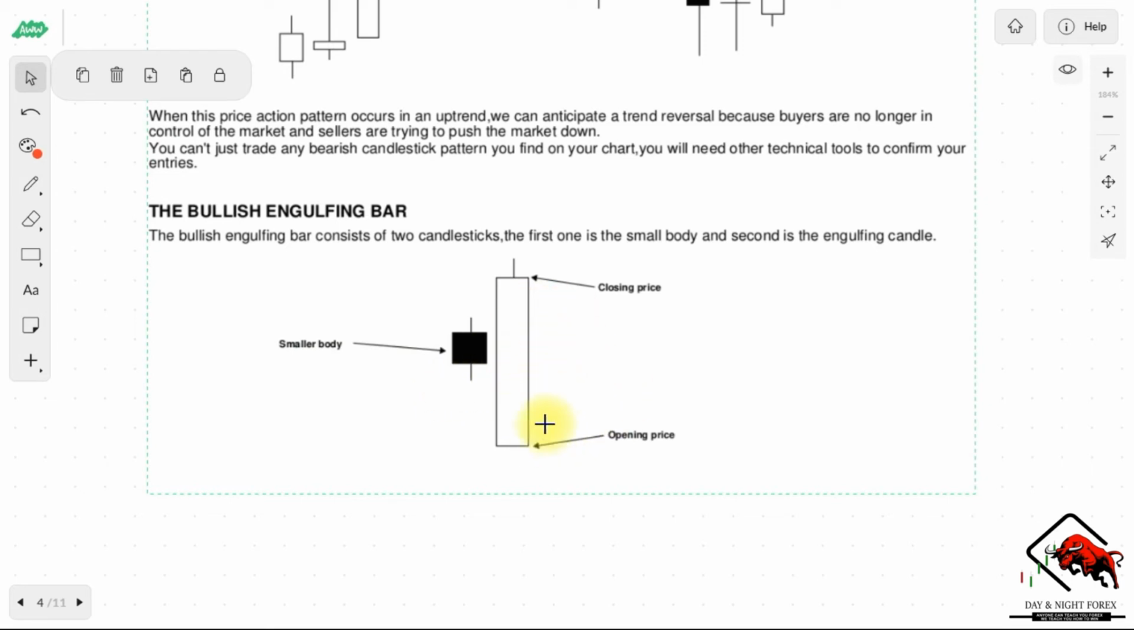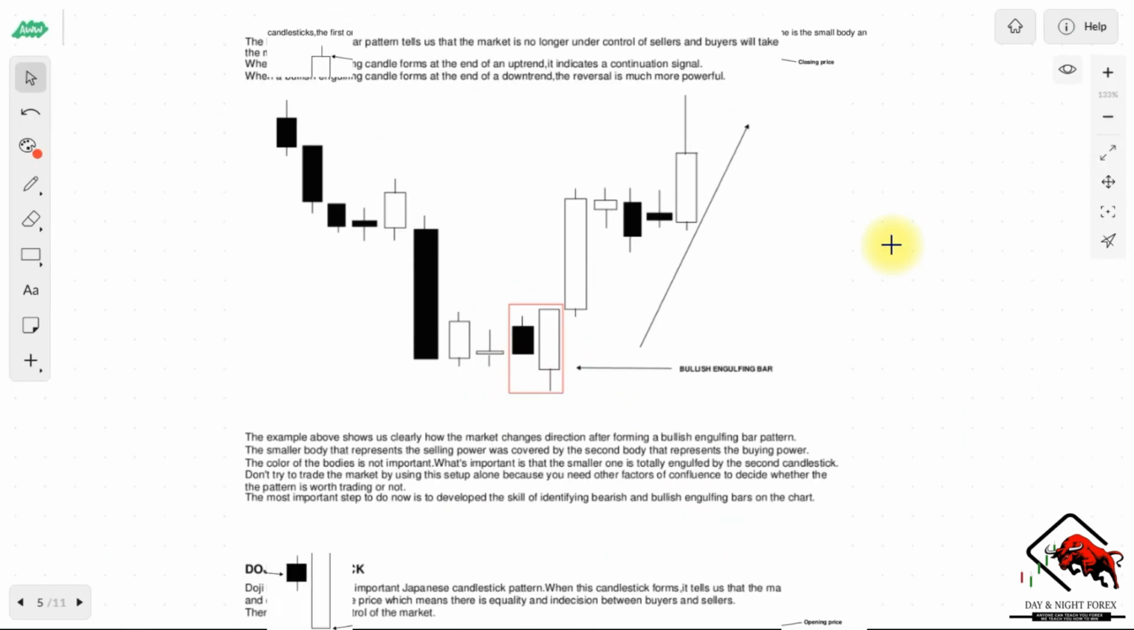that is fully engulfed by a new bullish candle. So this candle needs to be bullish, and this can be any color, but it needs to be fully engulfed. As you can see right here, we have our opening price at the bottom and our closing price above it, and we've fully engulfed this small candle right here. So the bullish engulfing bar pattern tells us the market is no longer under the control of the sellers, and the buyers will take control of the market.